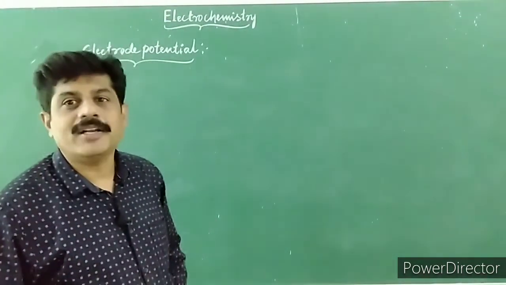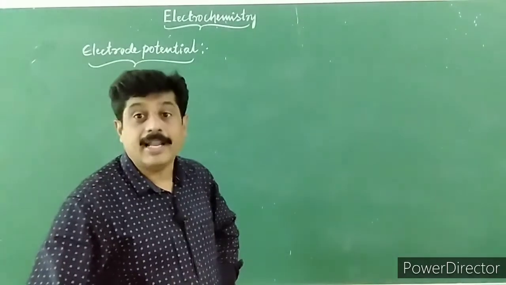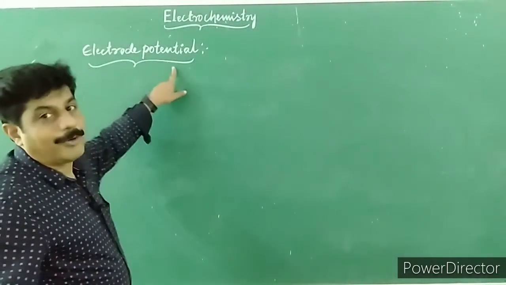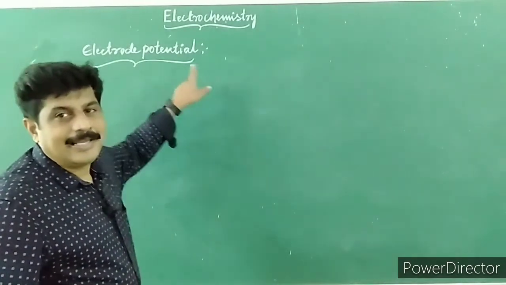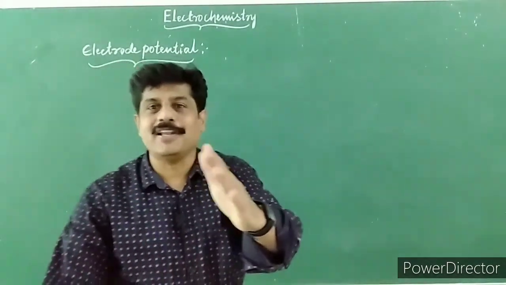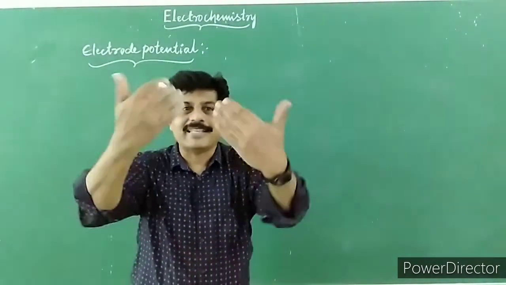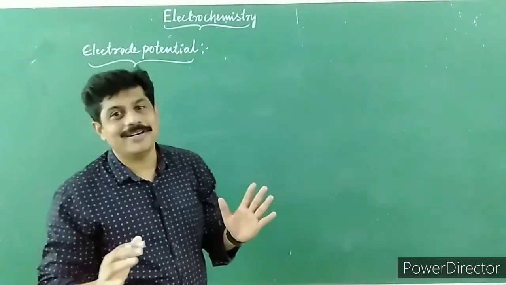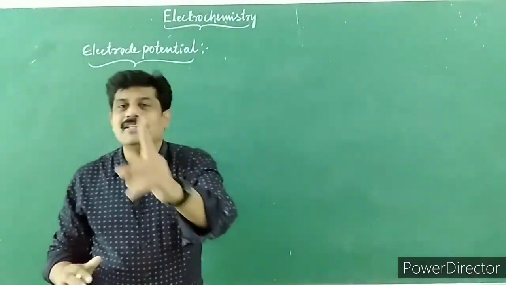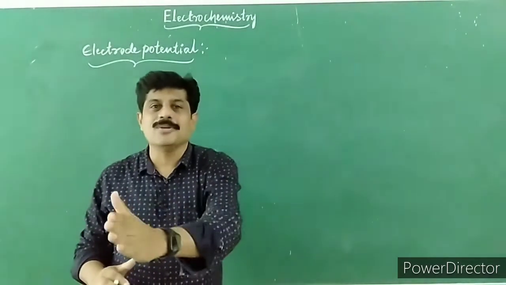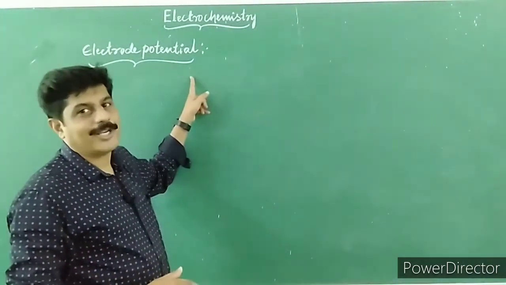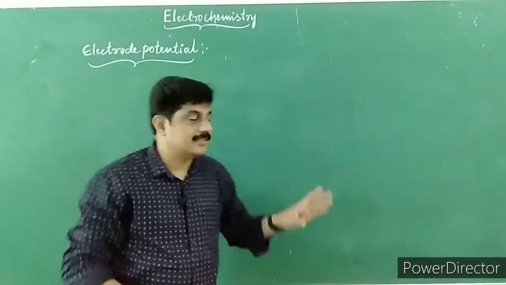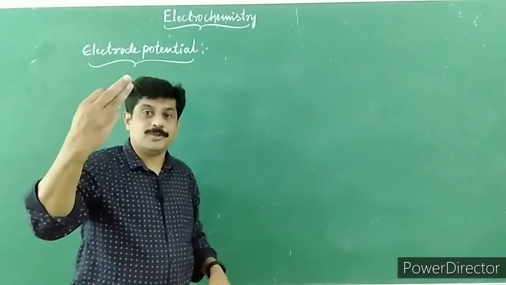Children, in order to understand the working of electrochemical cell, we need to know a term, electrode potential. Electrode potential is the tendency of an electrode to lose electron or gain electron in contact with the solution of its own ions. In other words, the electrical potential difference set up between the metal and its solution is known as electrode potential. Based on the loss or gain of electrons, electrode potential can be classified into two types.